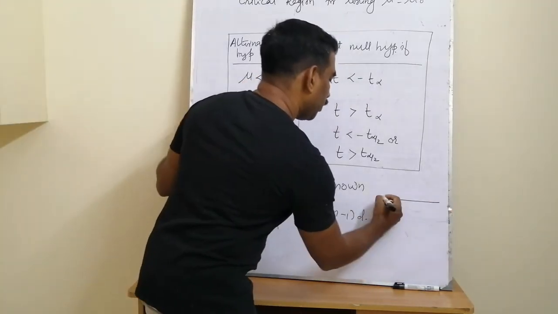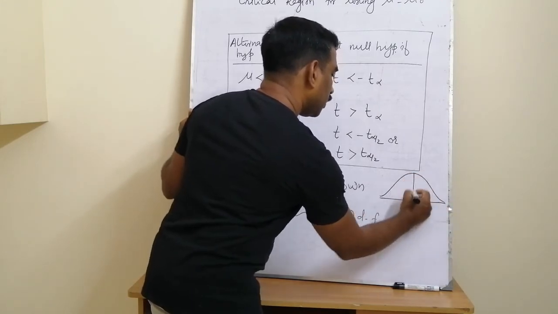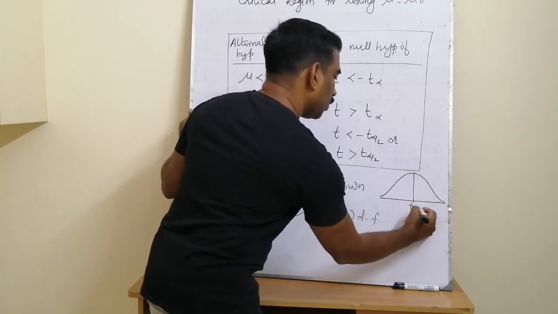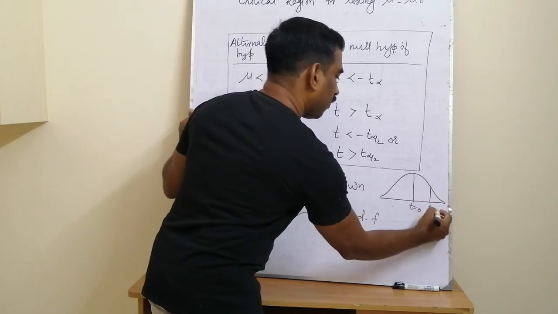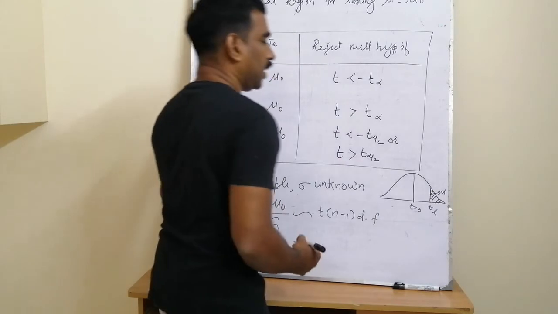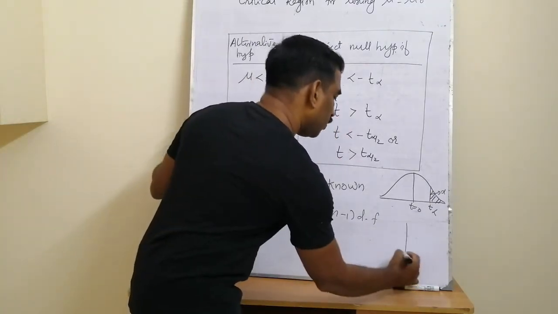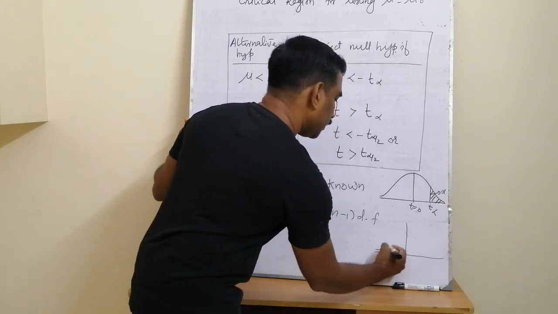Thus, here also we have the similar situation as standard normal distribution. This is T is equal to 0. Suppose this is our T alpha, then this is the tail probability alpha. Similarly, for minus T alpha or T alpha by 2, for T alpha by 2, we have two tails.